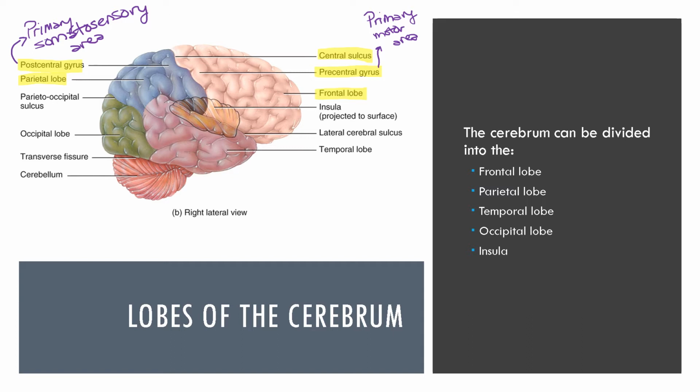Some other important sulci would be the lateral cerebral sulcus. This separates the frontal lobe from the temporal lobe. And then the parieto-occipital sulcus. This separates the parietal lobe from the occipital lobe. Now there is a fifth part of the cerebrum, which is called the insula. This can't actually be seen at the surface of the brain, and this is because it lies deep within the lateral cerebral sulcus.